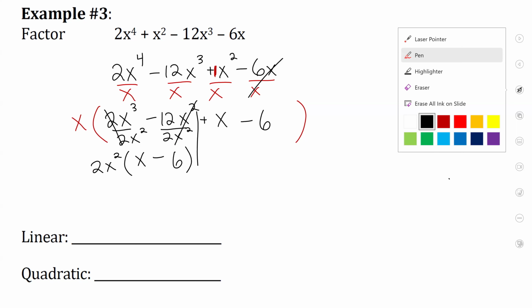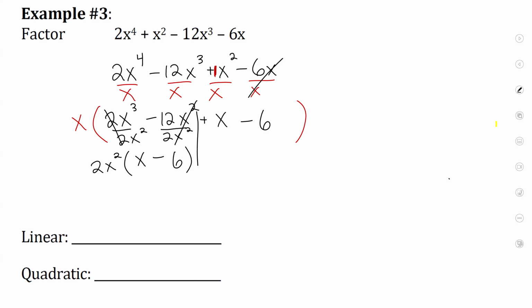Now, guys, I don't want us to forget that we have an x on the outside here. We're going to add that at the very end. Just don't forget it. It's still there. Right now, we're just focusing on this part, okay?